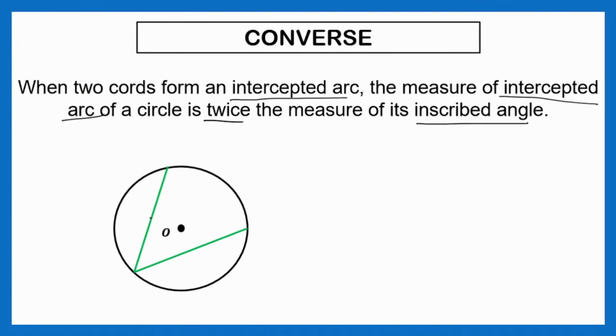When two chords, first chord, second chord, form an intercepted arc, the measure of intercepted arc of a circle is twice the measure of its inscribed angle. So, dalawang beses na mas malaki ito compare dito. Baliktad lang ng una. Kanina, ang measurement nito ay kalahati nito.